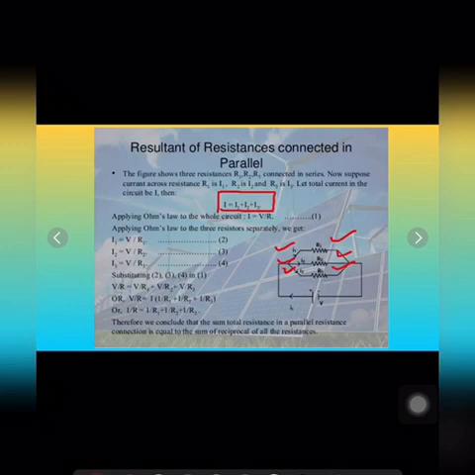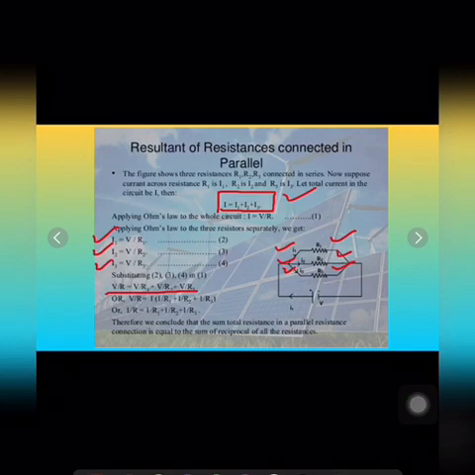When we apply Ohm's law to the whole circuit, current equals V by R, where V is the potential difference and R is the resistance. Now apply Ohm's law to the three resistors individually. For R1 we get I1 equal to V by R1, where V is constant, I2 equal to V by R2 and I3 equal to V by R3. And we substitute these values in this equation.